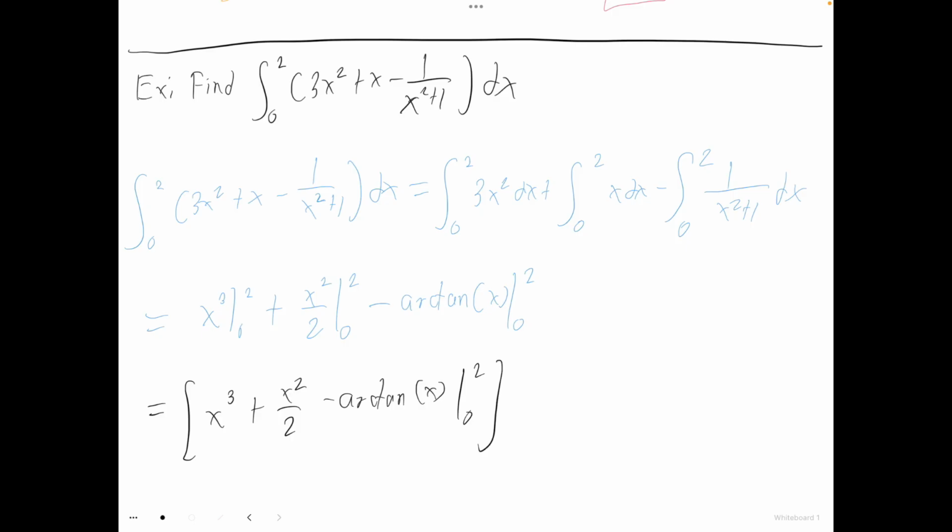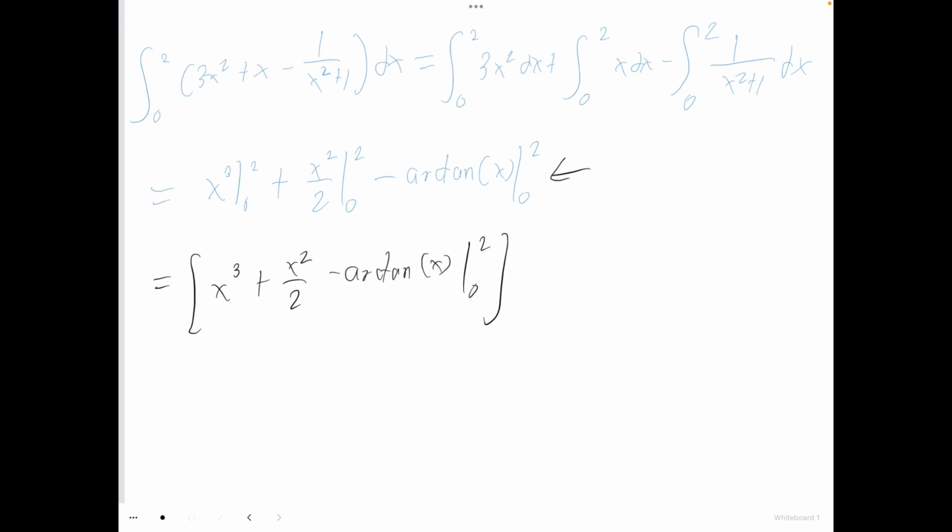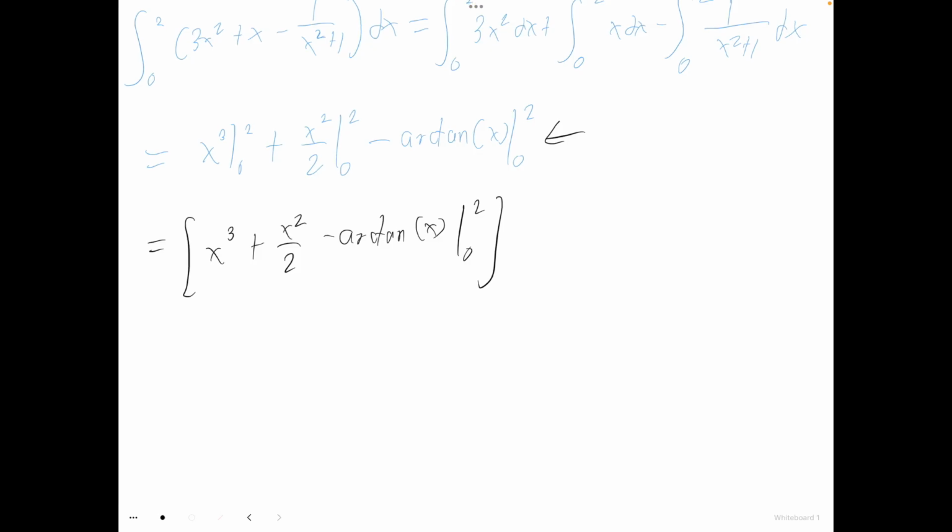You can either split it up, do each indefinite integral or antiderivative separately, and then recombine them to plug stuff in. Or you can just plug stuff in at this level, although that gets a little annoying because you're just kind of rearranging things in a sense. And so now we need to plug in 2 and 0.